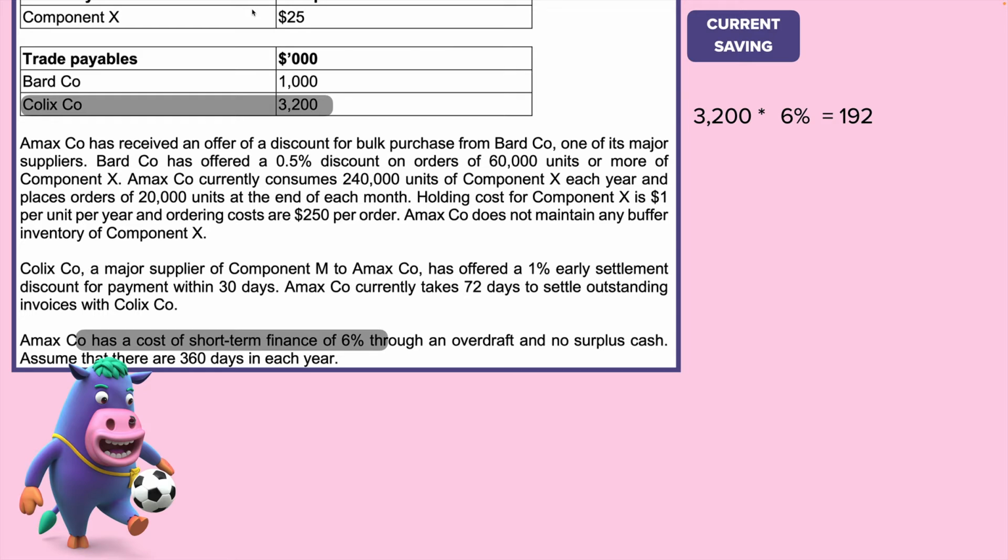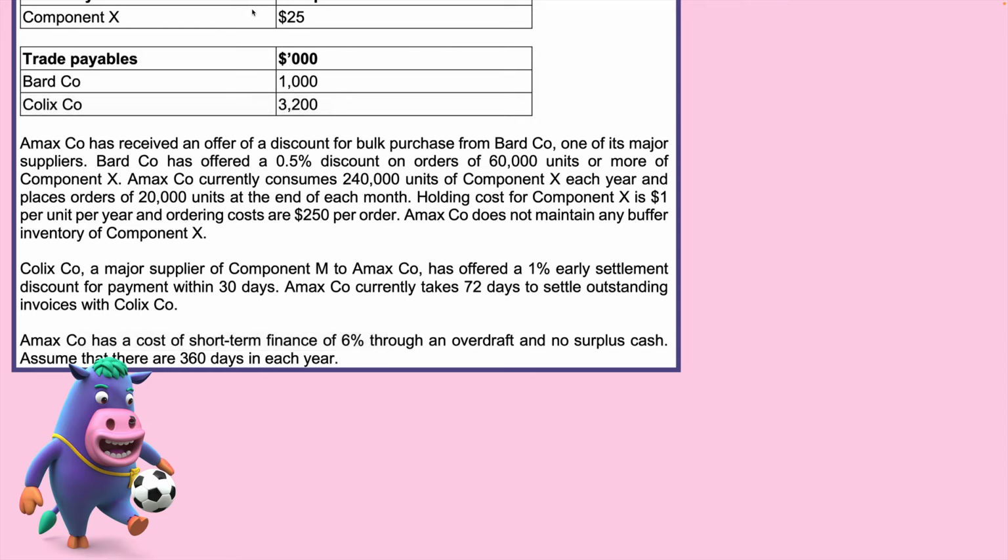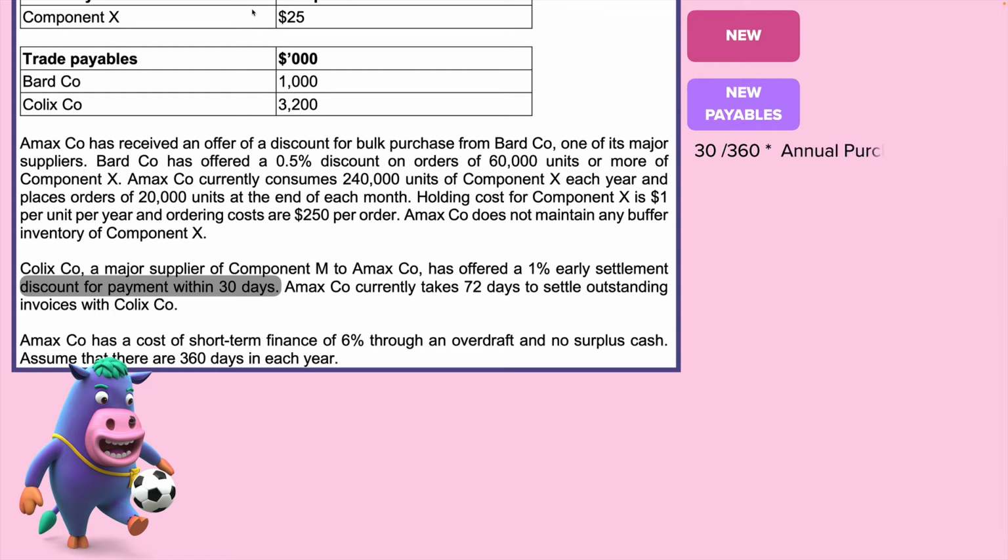Right, now we can go on and have a look at this new offer we've been given. Let's work out what the new payables will be, because they're saying pay us early, early settlement discounts. That's not good news for us. But they're saying pay us within 30 days. So what would my new payable be? It would be 30 days out of the 360 days times the annual purchases. But if you look in this question, they haven't given me the annual purchases. If they had, I could work out what the new payable would be.